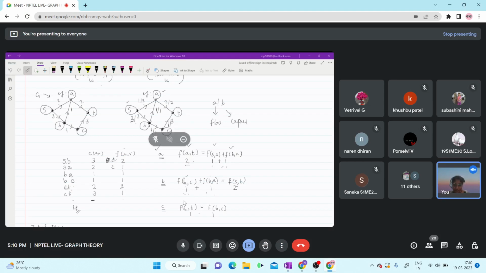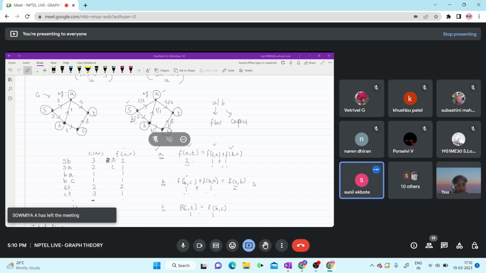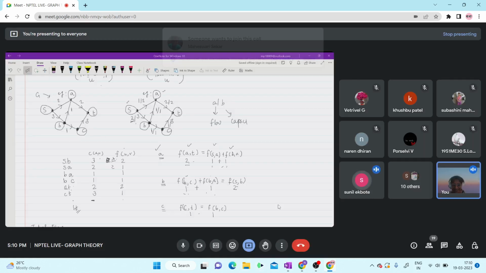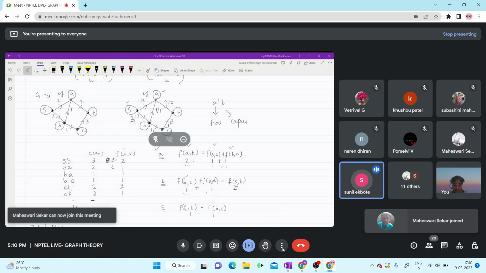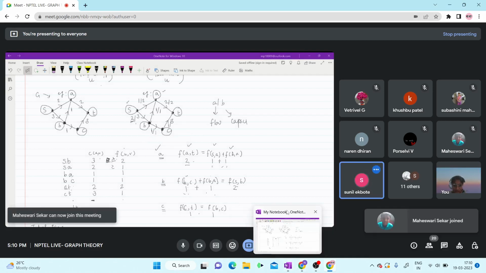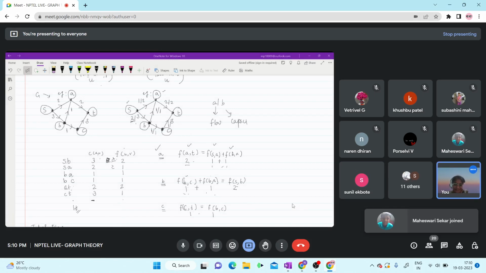Is everyone clear? Can we change the flow value also? Yes, you can change the flow values. This is just one example depicting that this is indeed a flow. This is an example. We were just checking that given this function, are both the rules satisfied or not? And if both the rules are satisfied, this is a flow.